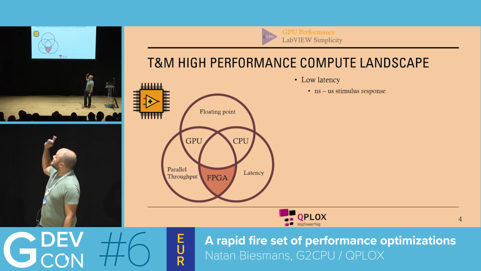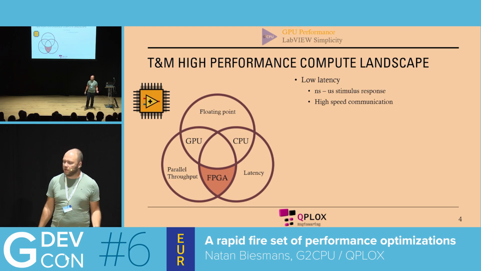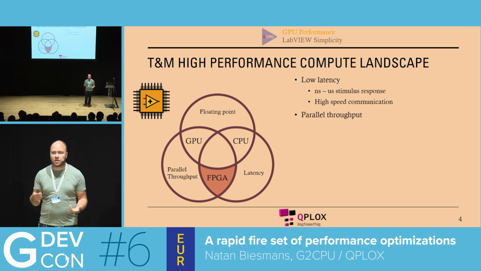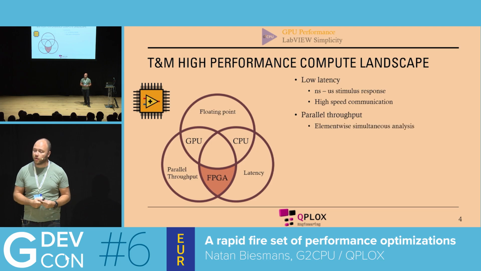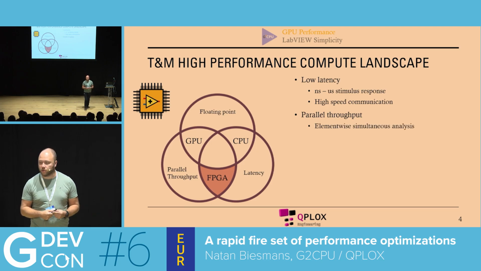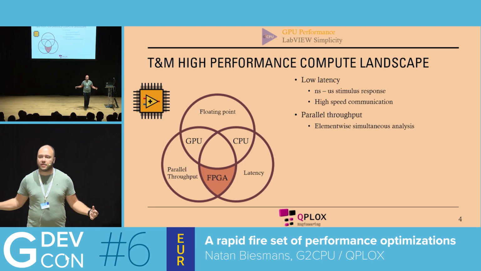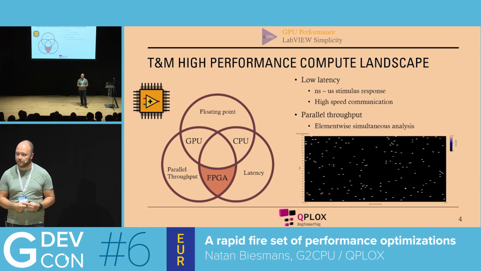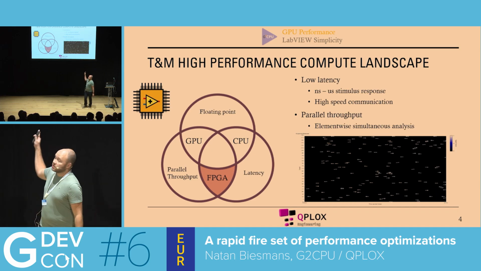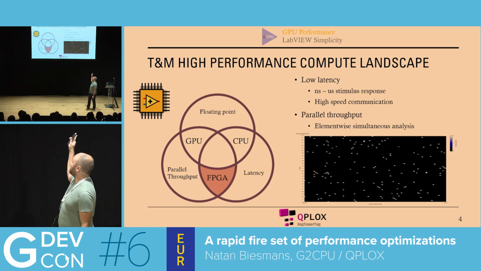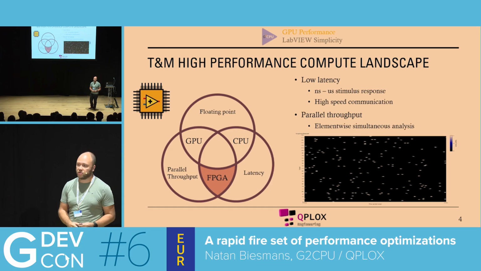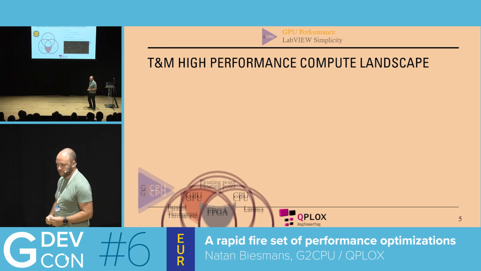It's great because it has low latency, which means immediate results whenever there's a stimulus. And it has great support for high-speed communication. We're talking gigabit Ethernet, 100 gigabit Ethernet, Aurora, and of course parallel throughput, where we can do element-wise parallel analysis of dozens, hundreds, thousands of channels all at the same time. And this is, for example, what that looks like. Here we have hundreds, or in this case, 100 channels being analyzed as they come in, searching for features, and every white dot is a feature which is of interest for further analysis.